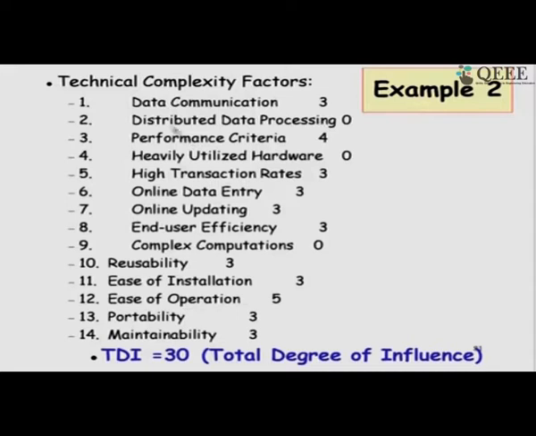So, here we looked at the degrees of influence for each of those complexity factors: data communication is present and average, distributed data processing not present, performance criteria yes we are concerned for, heavily utilized software no influence, transaction rate medium, etc. Ease of operation is maximum, portability is required, maintainability is required, and then we got 30 as the degree of influence.